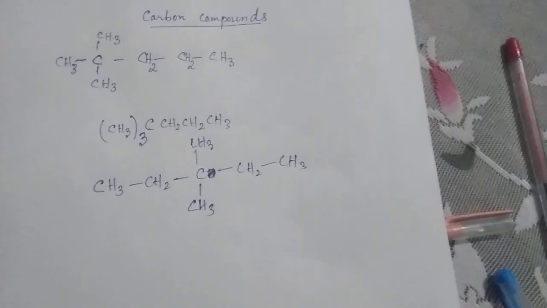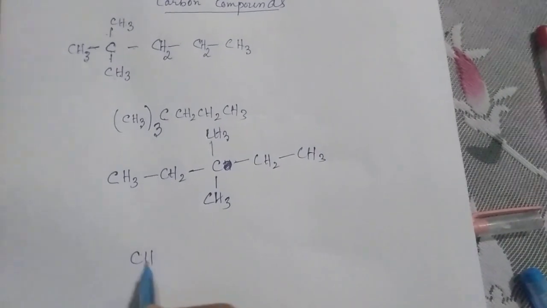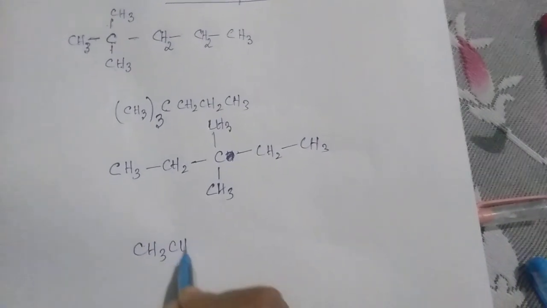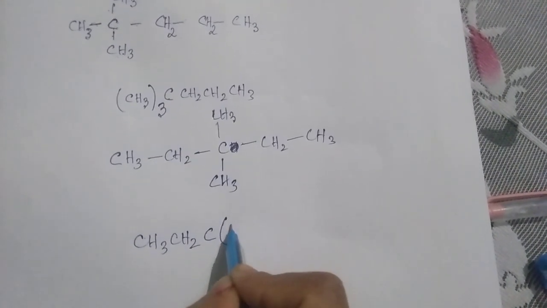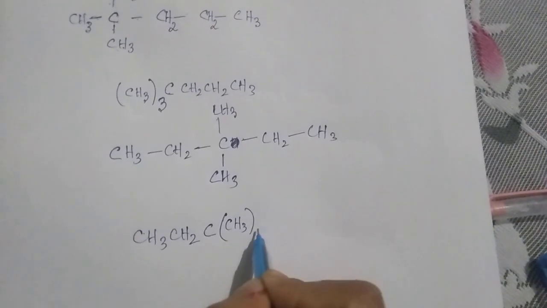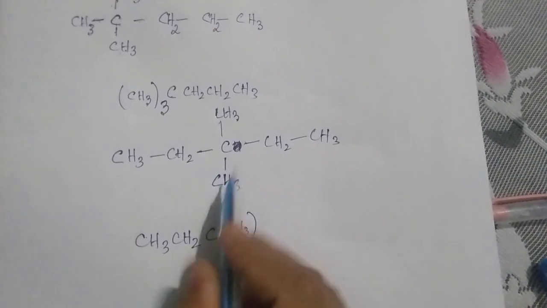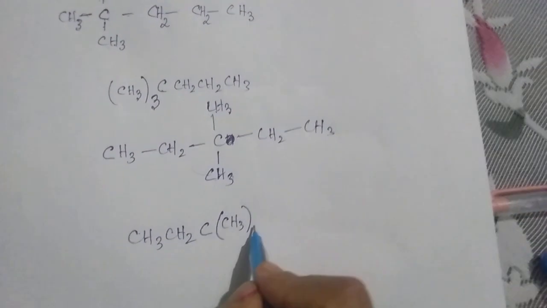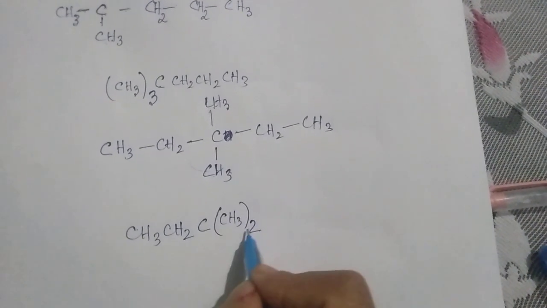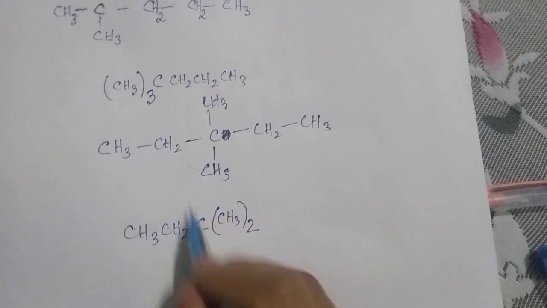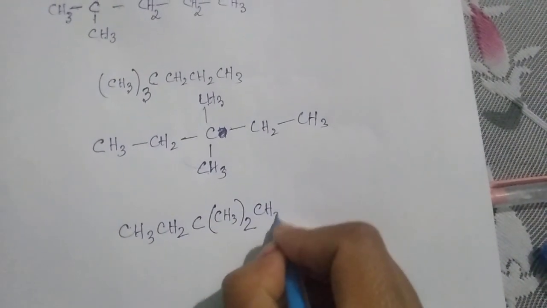So how to write the formula here? Just observe how to write the formula. That is, CH3 is there. Okay, we will write CH2, then C. So while we write the formula, the branch is indicated within the bracket. So how many times CH3? That means CH3 twice. So remember that whenever there is a bracket, there is branching, that is out of the chain. So CH2, CH3.